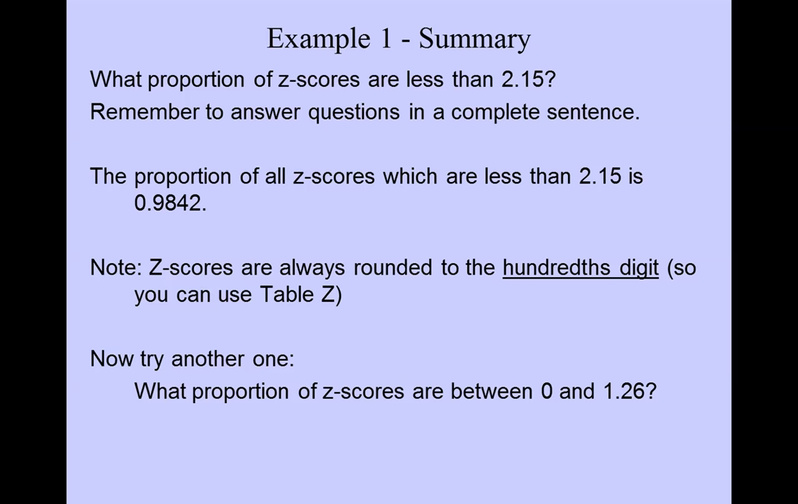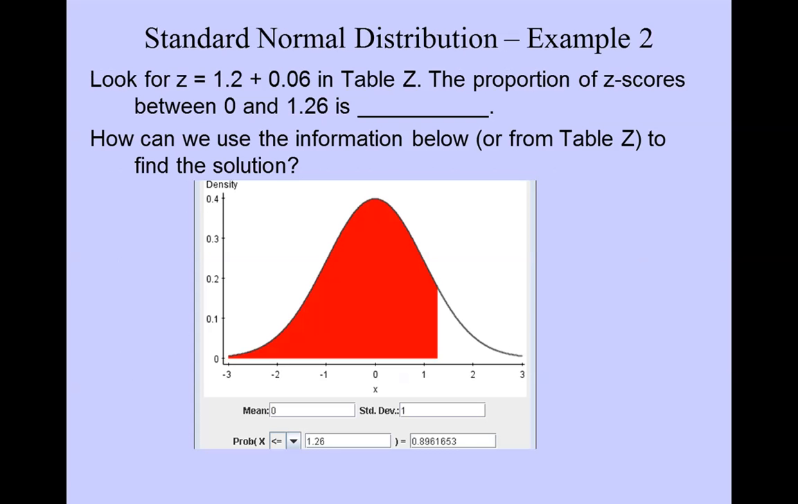Now try another one. What proportion of z-scores are between 0 and 1.26? Look for z equal to 1.2 plus 0.06 in table Z. The proportion of z-scores between 0 and 1.26 is what? How can we use the information below or from table Z to find the solution?